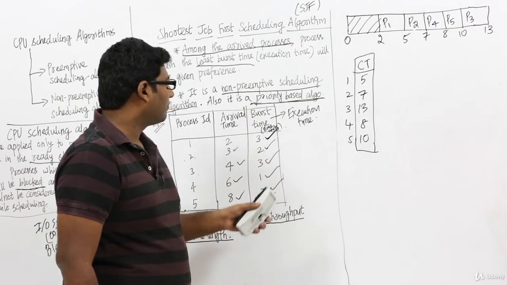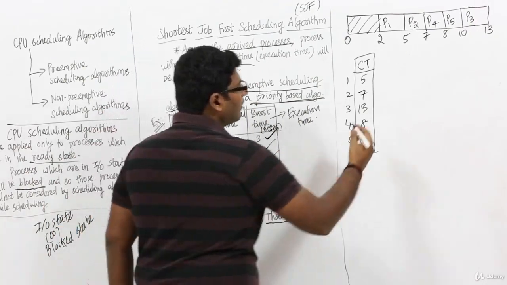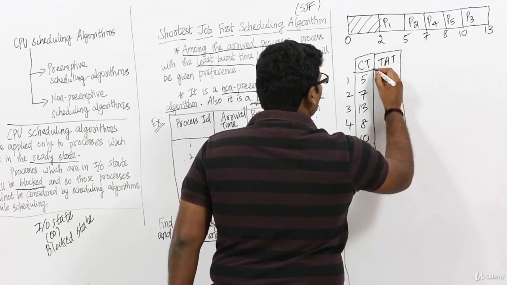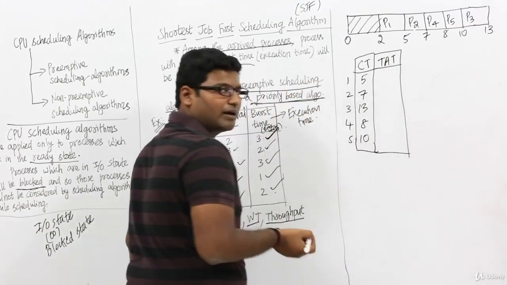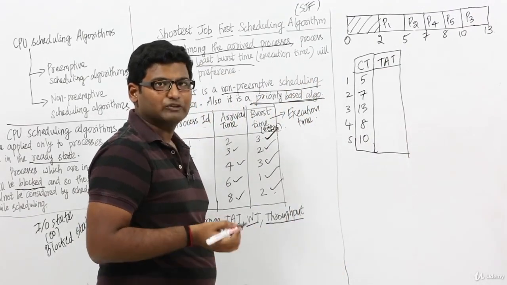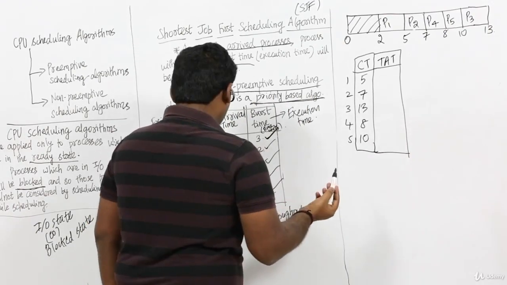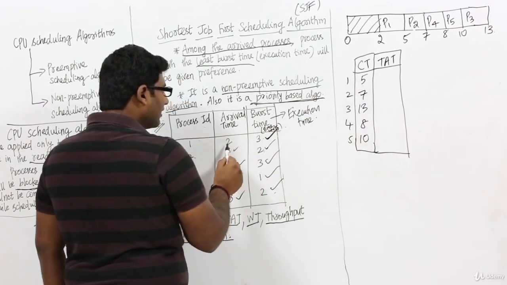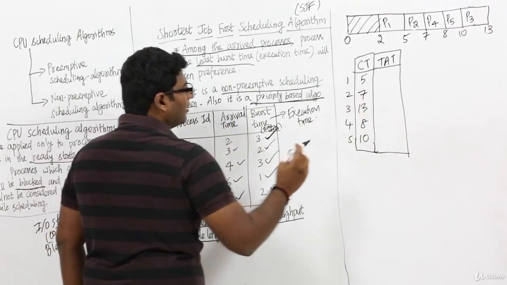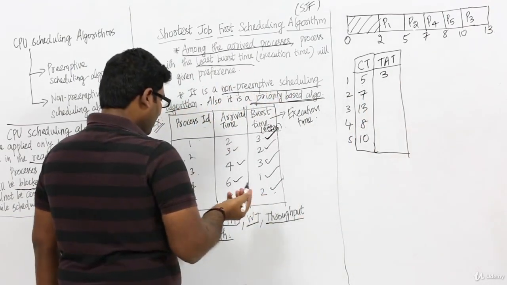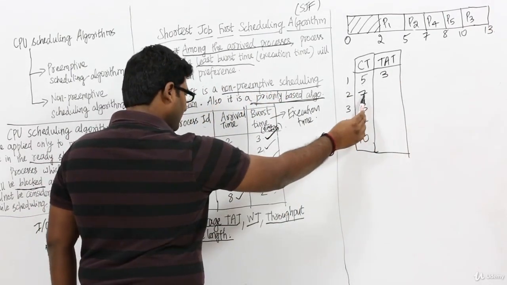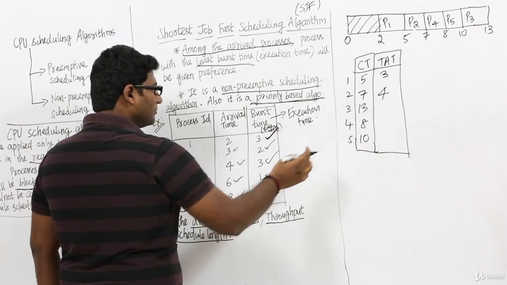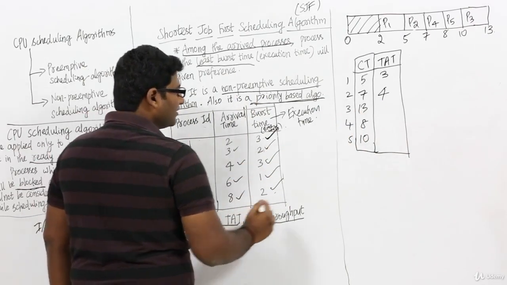Now we need to compute something called turnaround time. Turnaround time, we already know the formula. Turnaround time is nothing but completion time of a process minus arrival time of that process, right? For example, turnaround time of process P1 is completion time, which is 5, minus arrival time, which is 2. So 5 minus 2 is 3. Similarly, for process P2, turnaround time is 7 minus 3, which is 4. Similarly, for process P3, it is 13 minus 6, which is 7.